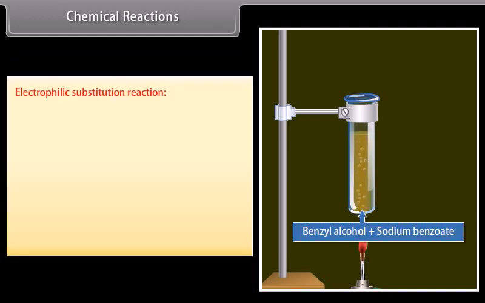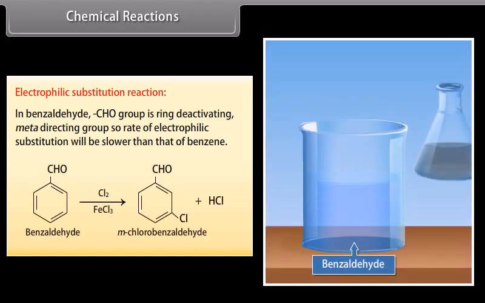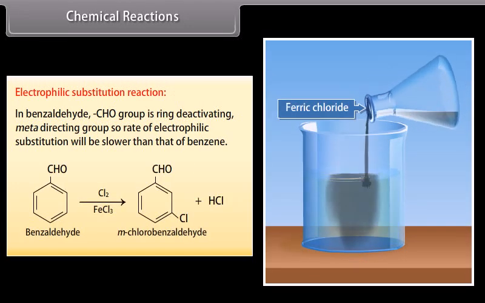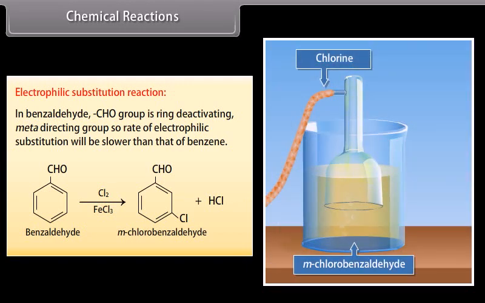Electrophilic substitution reaction. In benzaldehyde, the aldehydic group is a ring deactivating, meta-directing group, so the rate of electrophilic substitution will be slower than that of benzene. Benzaldehyde reacts with chlorine and ferric chloride and forms meta-chlorobenzaldehyde and hydrochloric acid.